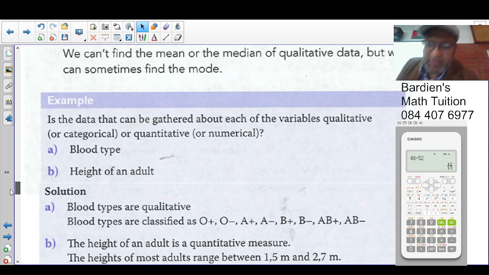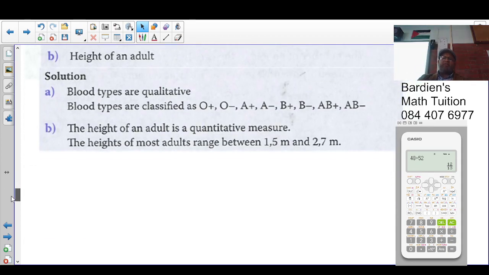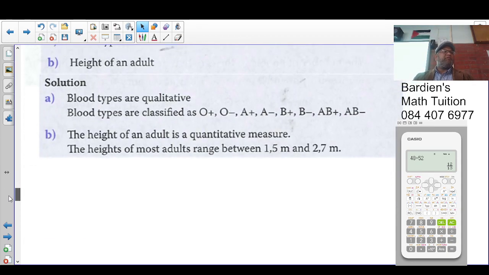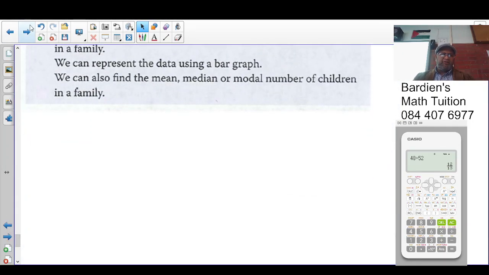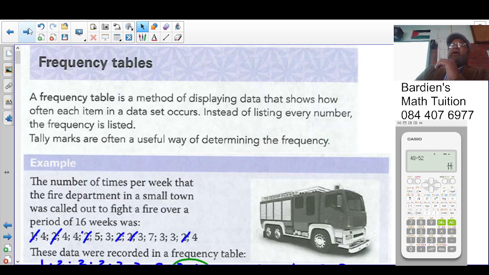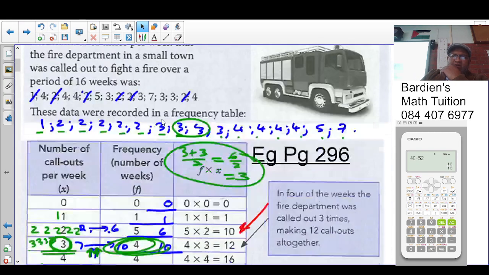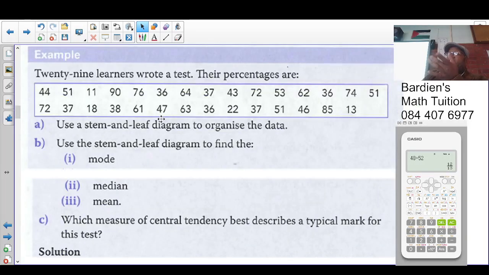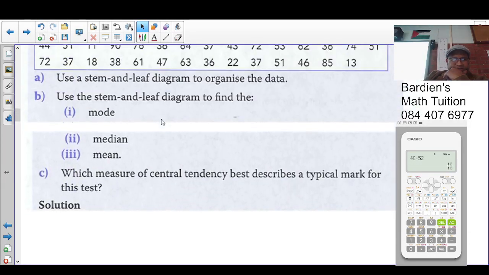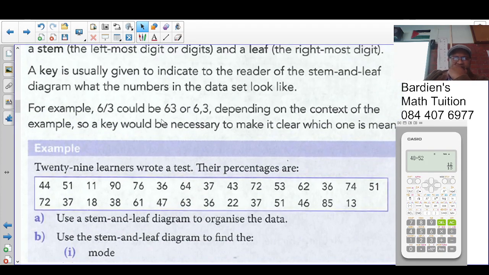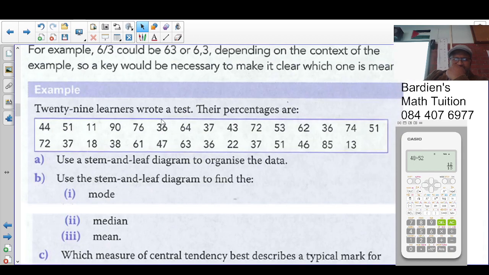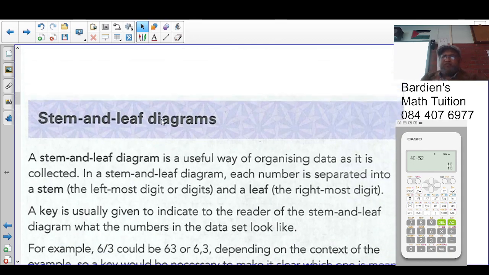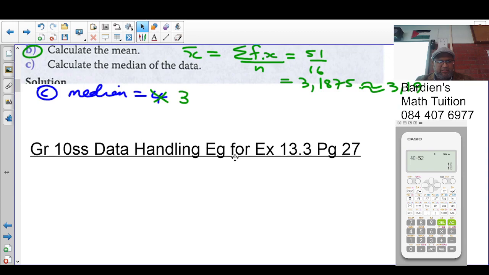We spoke about quantitative and qualitative data. Then we spoke about mean, median, mode, and then we spoke about when we got a table. We spoke about frequency tables, and we calculated the mean thereof. We spoke about stem and leaf diagrams. Correct? Did we do this example already? They recorded. Okay. So let's just refresh here quickly.